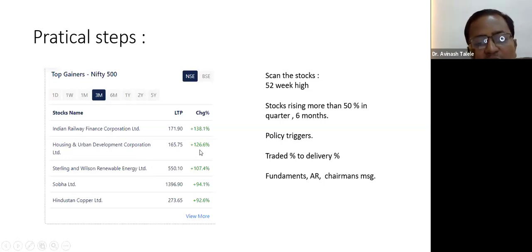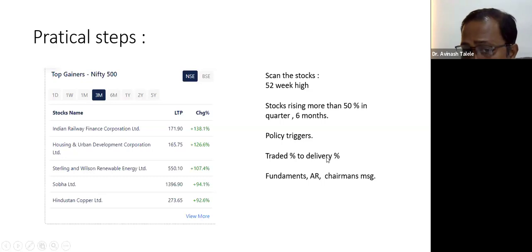So now something is happening. Naturally, Nifty has not risen by 138% in 3 months. So these are outperforming Nifty. We'll just confirm that. Another thing that I do is I scan for stocks that are at a 52-week high, stocks rising more than 50% in the quarter or last 6 months. I look for policy triggers, like an ethanol policy trigger. Then there is the delivery to traded volume percentage.